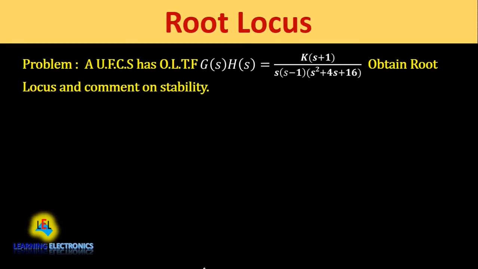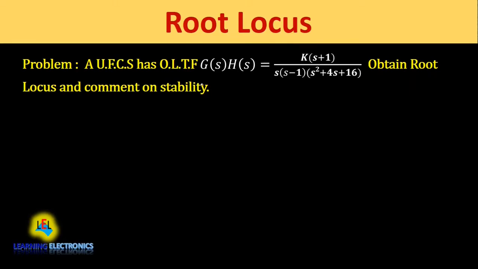The question is: a unity feedback control system has open loop transfer function G(s)H(s) equal to K(s+1) divided by s(s-1)(s^2+4s+16). Obtain the root locus and comment on stability.